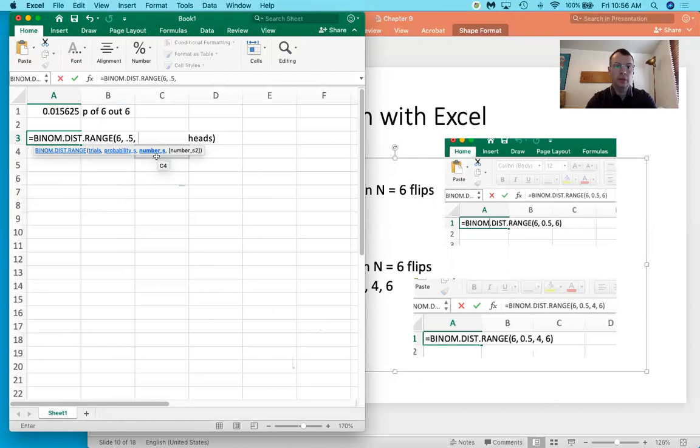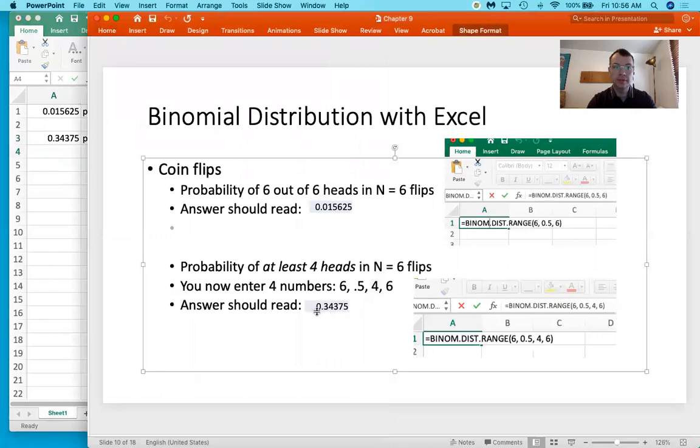So now we're going to type in the lowest number of heads that we're interested in, and that's 4. And then we're going to type a comma, and we're going to say, what's the highest number of heads? Well, the maximum number of heads we could get out of 6 flips is 6. So when we ask for at least 4, what's the probability of at least 4 heads out of 6? We type in the 4, and then we type in the 6 because that's the last event. And this gives us 0.34375, which you see here.